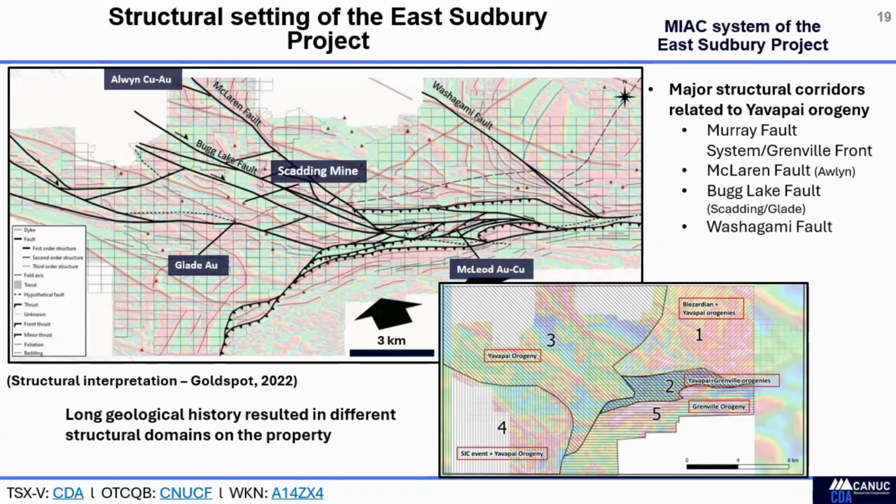And in terms of the Yavapai, so 1700 structures, the main ones were the Murray Fault, the Grenville Front, the McLaren Fault, which are all in the Alwyn prospect, the Bug Lake Fault, which is related to the Scadding and Glade gold showings, and then the Washagami Fault, which hasn't seen the same level of exploration as the other ones, but it has a high structure, so it could also have an interesting metallogenic potential.